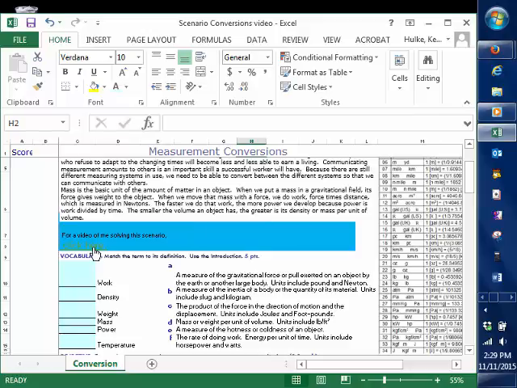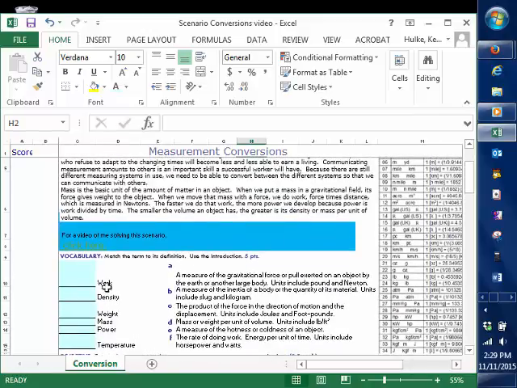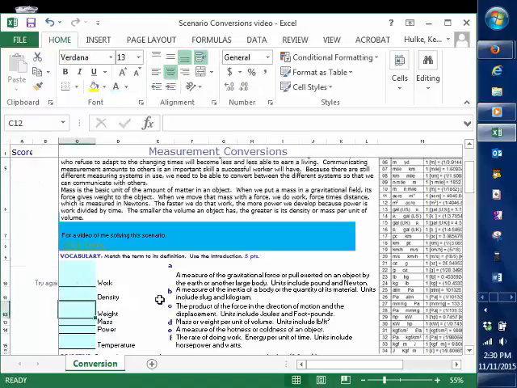Remember, if you want to watch the video, well, you're already watching it, so that's where you connect to it. The first thing it says is work. Now, if you look up above here, it says when we move the mass with a force, we do work: force times distance, which is measured in newtons. So work is the one that includes newtons. Okay, so make sure you put the correct letter there.